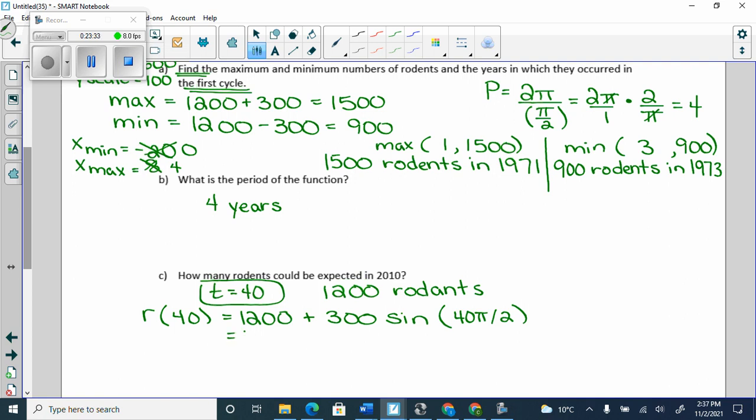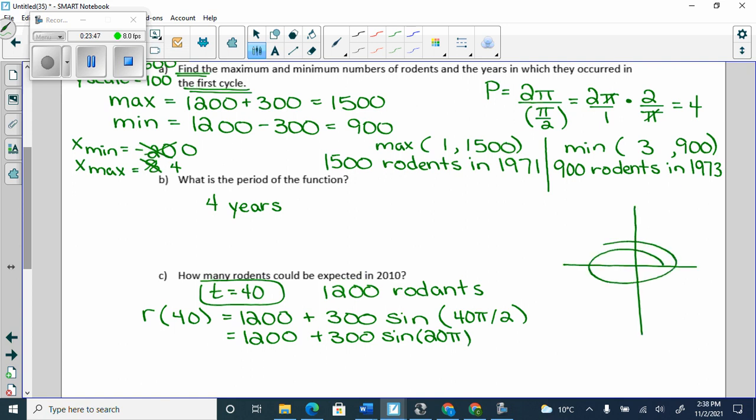The reason why, I'll show you. You can even do some math without your calculator. Plus 300, this will be sine of 20 pi. Let's think about that. 1 pi, 2 pi, 3 pi, 4 pi, 5 pi, 6 pi, 7 pi, 8 pi, 9 pi, 10 pi, 11 pi, 12 pi, 13, 14, 15, 16, 17, 18, 19, 20. I land here. What's sine of 20 pi? What's y at 20 pi? 0. So this becomes 0, correct? And what's 300 times 0? 0. 1,200. You didn't need your calculator, you just got big brains.